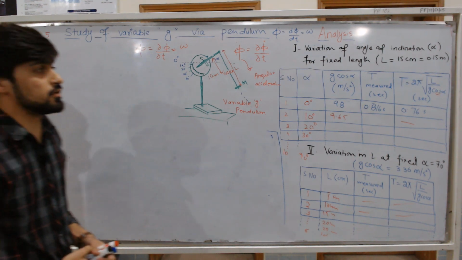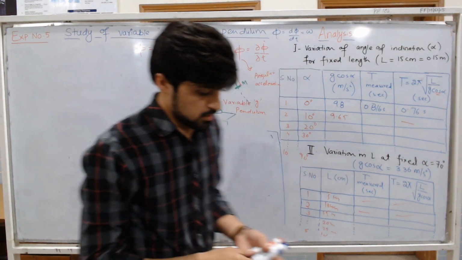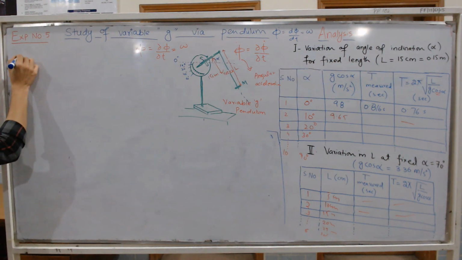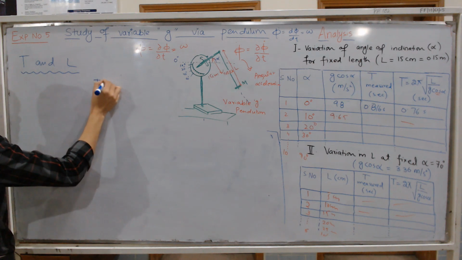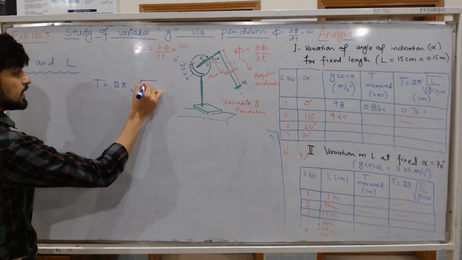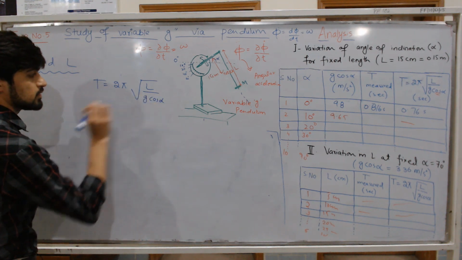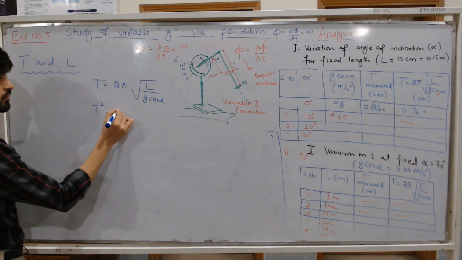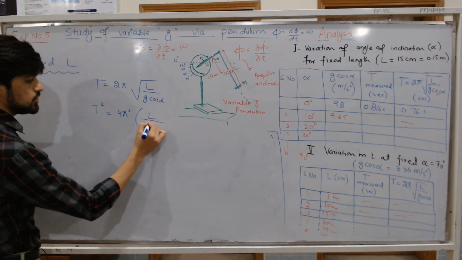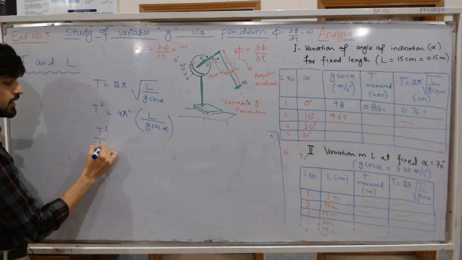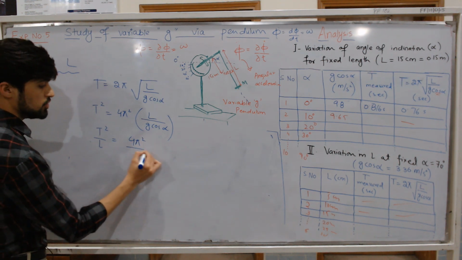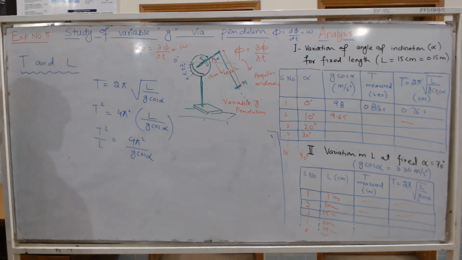Now the other requirement for this experiment is that we have to draw a graph between the time period and the length of the pendulum. You know that T is equal to 2 pi under the root L by g cos alpha. If I take the square, this will be T square equals 4 pi square L by g cos alpha. Now dividing by L, T square by L is equal to 4 pi square by g cos alpha.